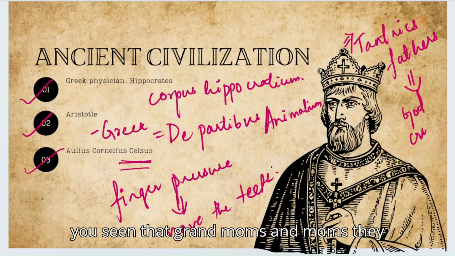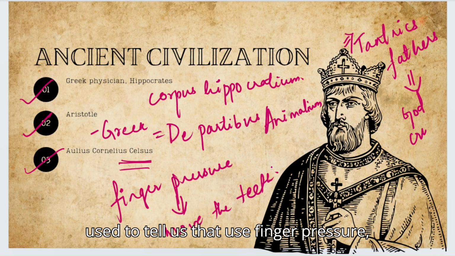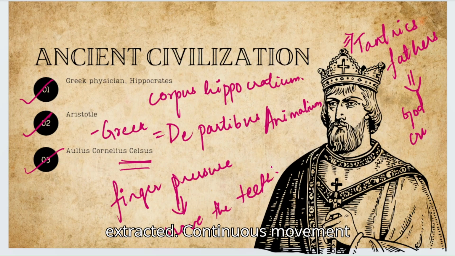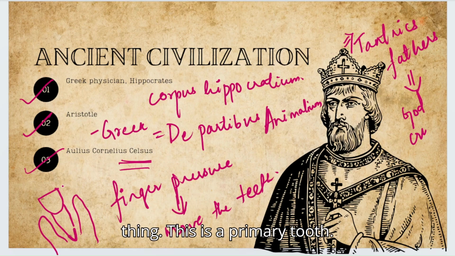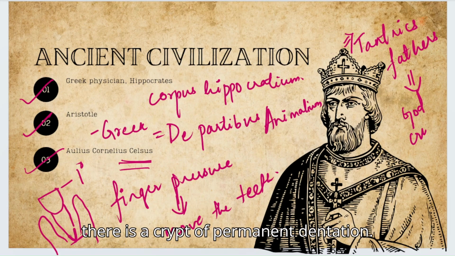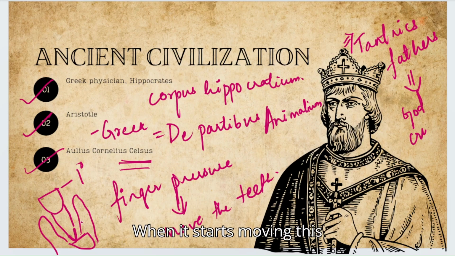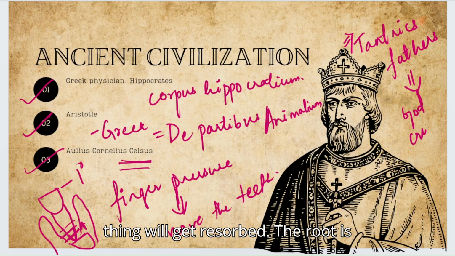Have you seen that grandmoms and moms used to tell us to use finger pressure, to move the tooth which is about to be extracted? Continuous movement of that tooth helps in resorption of the root. What happens is, there is a tooth, this is the gums, think this is a primary tooth. Now below it there is a crypt of permanent dentition. When it starts moving, this thing will get resorbed. The root is getting resorbed.